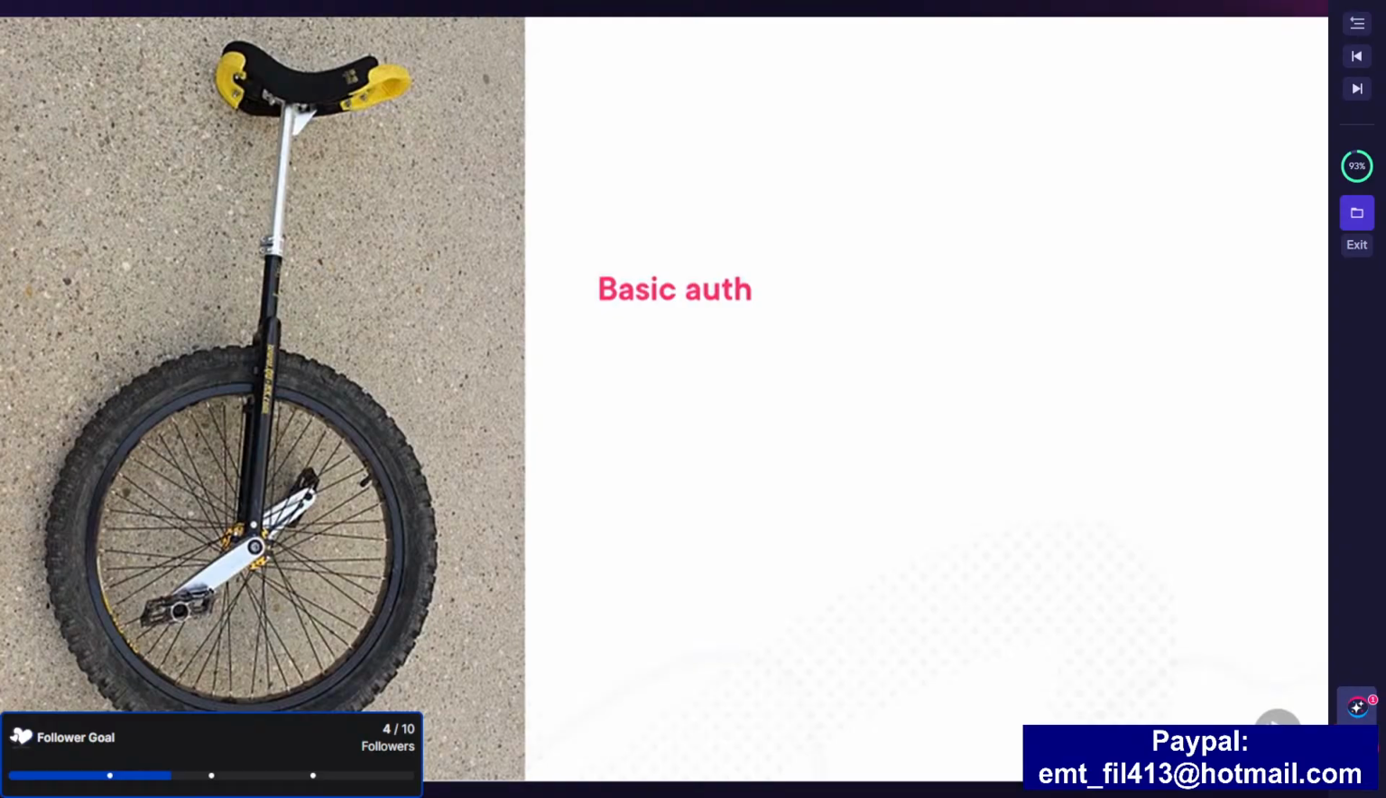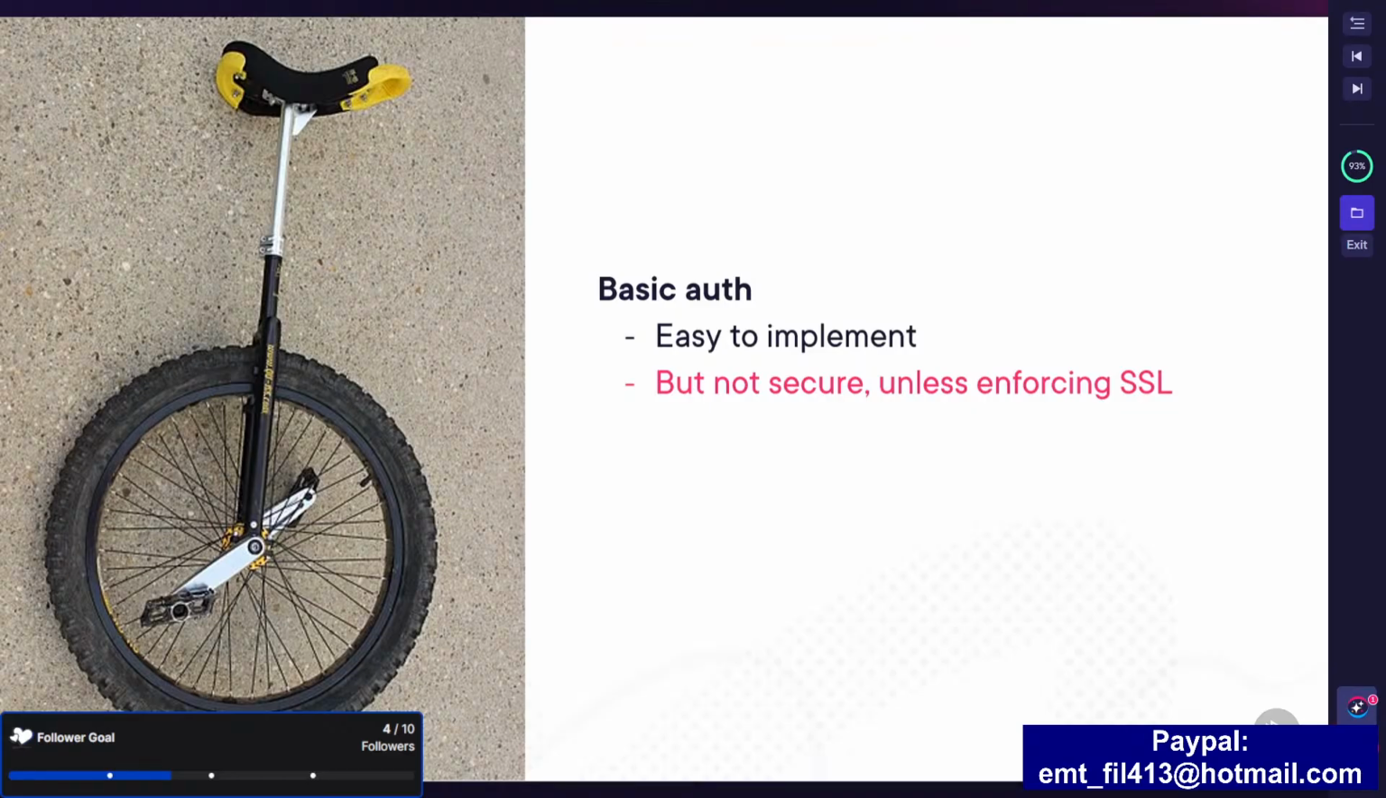Let's talk about basic auth. Basic auth is easy to implement, but is not at all secure unless you're enforcing SSL or HTTPS if you prefer. But it's still risky.